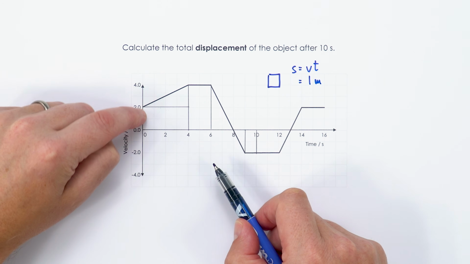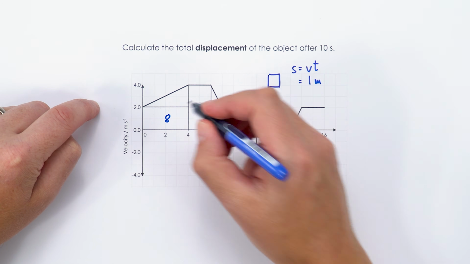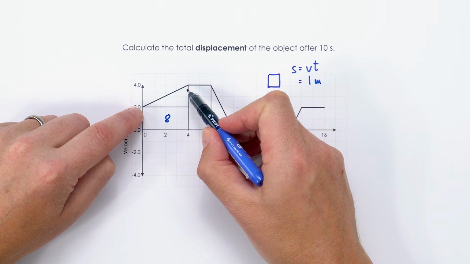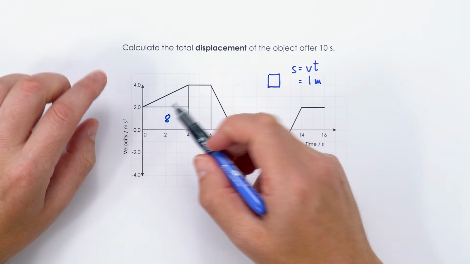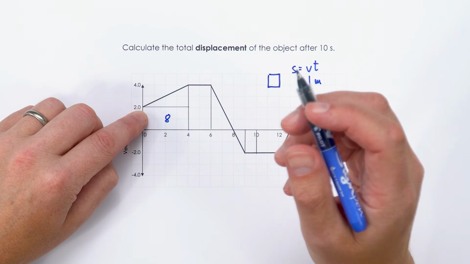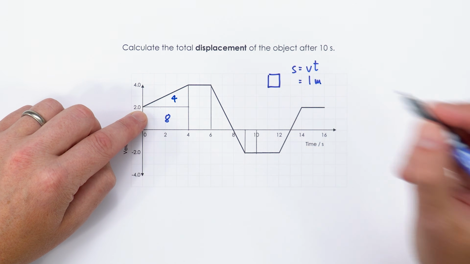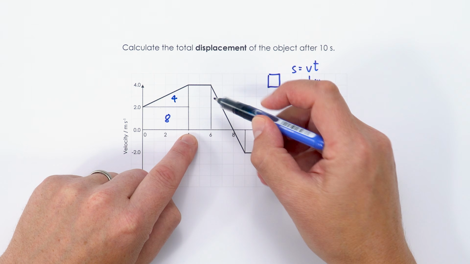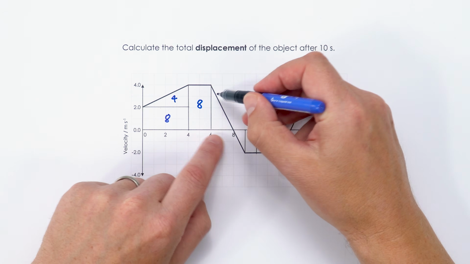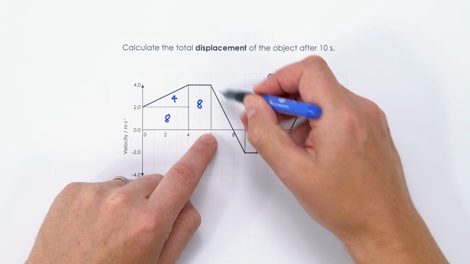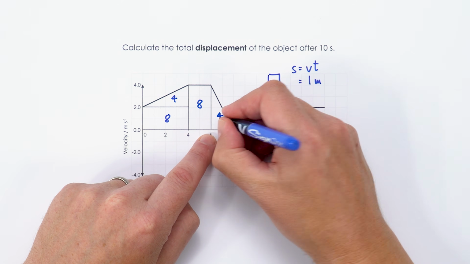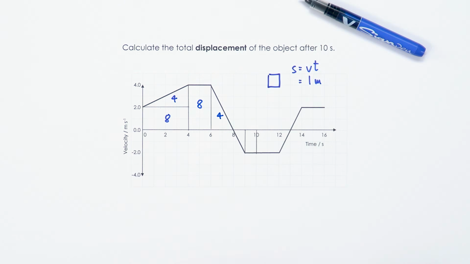So we've got something which is 2 by 4, so that's 8. We've got a triangle, so that's a half base times height, so 2 times 4 divided by 2 is equal to 4. We've then got something which is 2 by 4, so that's another 8. And then we've got this one here, which is 2 times 4 times a half, which is 4. Okay, all straightforward so far.